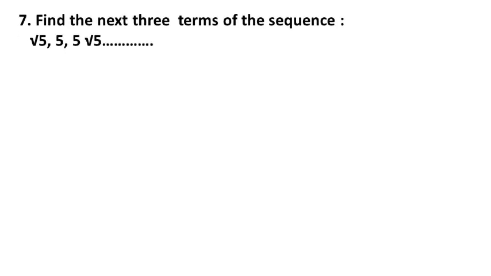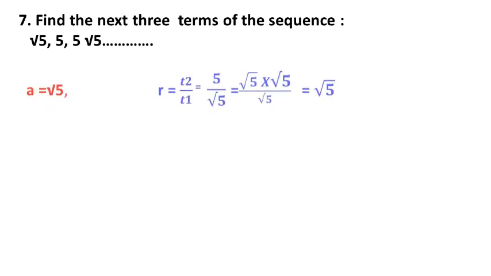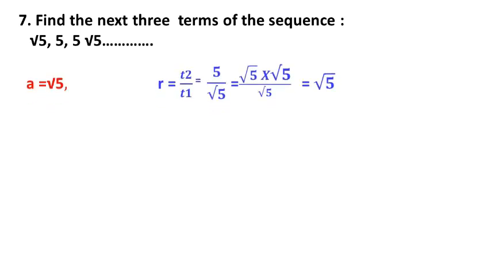Find the next three terms of the sequence root 5, 5, 5 root 5 and so on. We need to find the next three terms. To find the next three terms, what do we need? We need the common ratio. So find out the common ratio between the terms. So the common ratio is root 5.